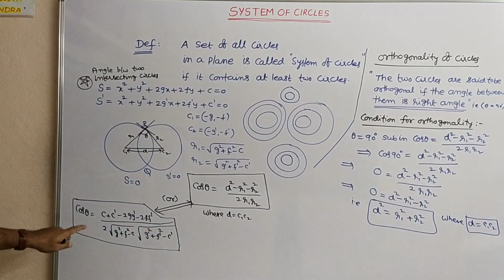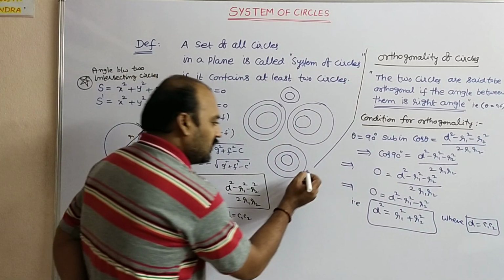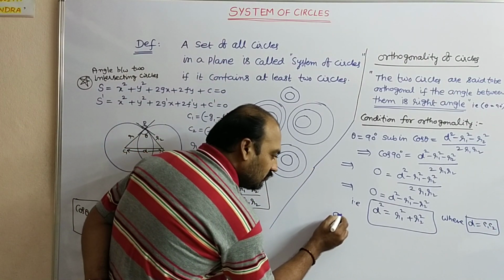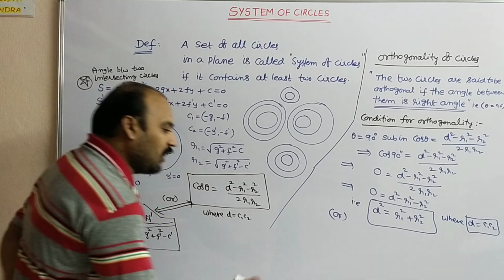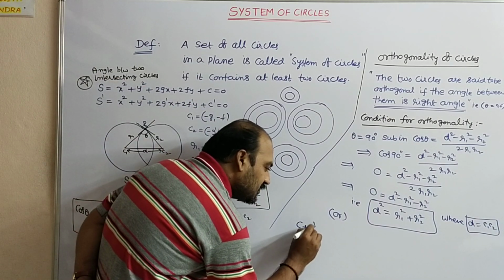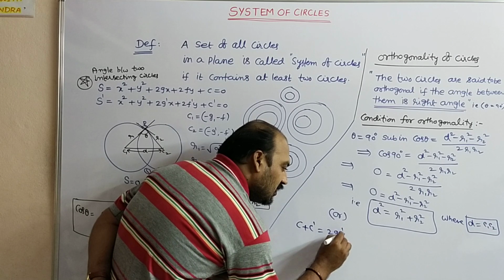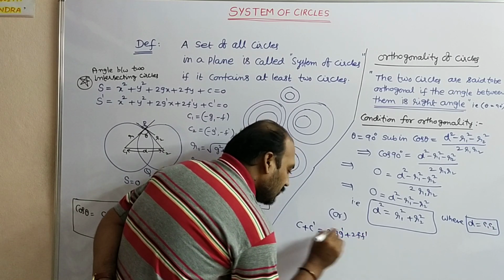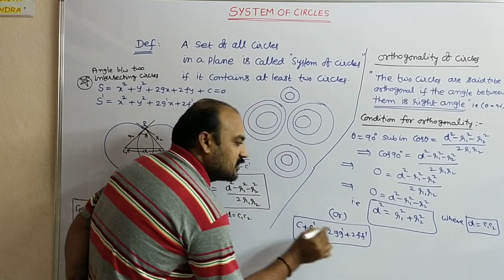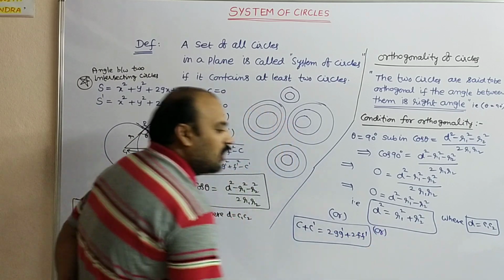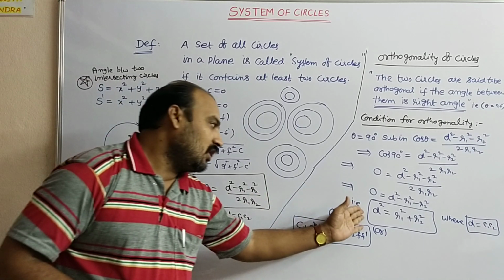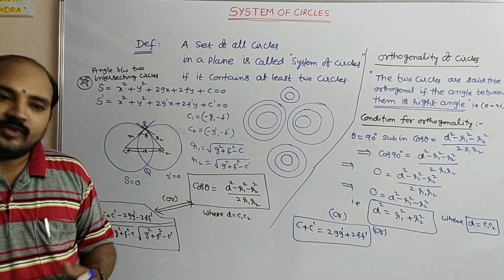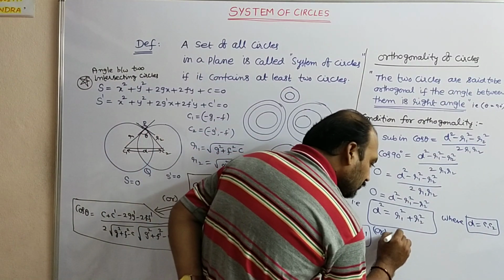Suppose you want to write it in terms of the other formula: in place of theta, I substitute 90. Cross multiply, and these values go to 0. Then we have c plus c dash equal to 2g g dash plus 2f f dash. This is the condition for the two circles to be orthogonal. Either this formula or that formula you can apply. Here we can make a note.